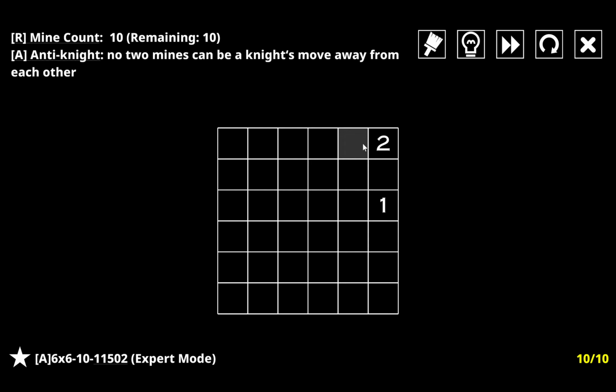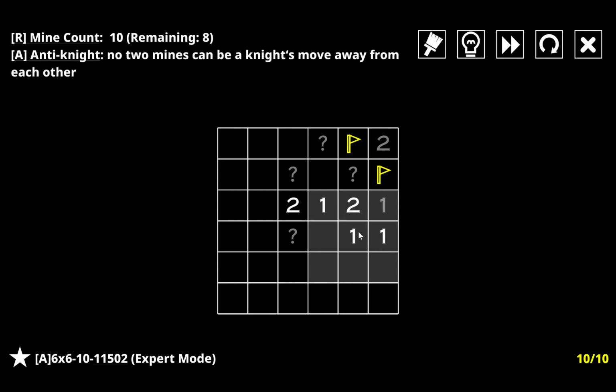Alright, first of all, just by normal sweeper logic, we know this one must be a mine. None of these can be a mine just because there's one mine there. We can also now mark both of these as non-mines because we already have a mine there, and those are a Knight's move away. From normal Minesweeper logic, we also get this. That's from Anti-Knight. And then we know neither of these can be mines either, so there we are.